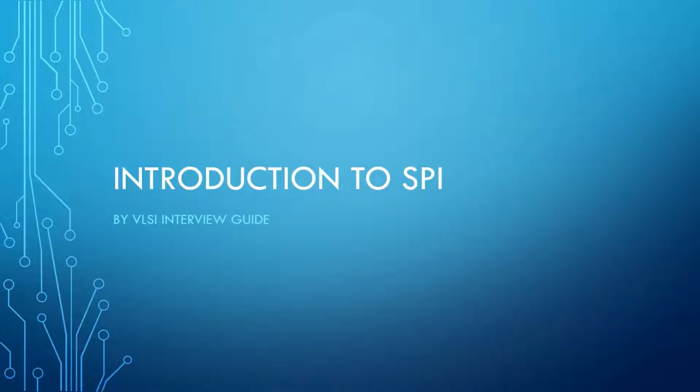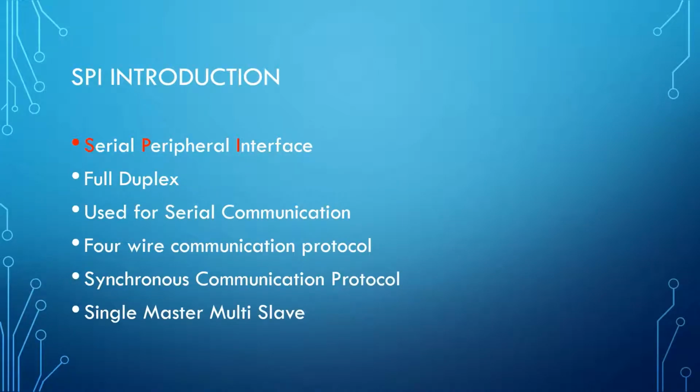Today we are going to see an introduction to SPI, which is a serial communication protocol. First thing, the full form of SPI is Serial Peripheral Interface. It's a full duplex communication protocol, which means there are separate lines for transmitting data from master to slave and receiving data from slave to master, and it's also a serial communication protocol.